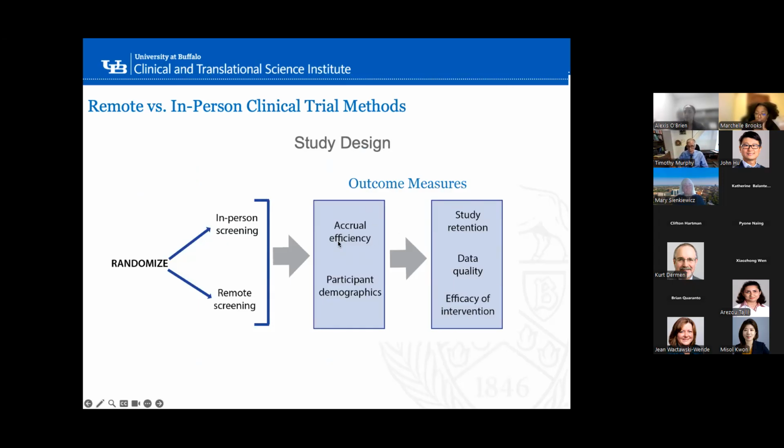looking at accrual efficiency, and also participant demographics, and secondary outcomes: study retention, data quality. Are they getting the same quality with remote and in person? And also the efficacy of the intervention. All 3 of these are known to be effective interventions. So we want to make sure that they're still effective, if you will, in both remote and in person, and see if it makes a difference. This is a huge impact, in terms of a rigorous study comparing remote and in-person screening for clinical trials. And this is a sort of model translational science project.